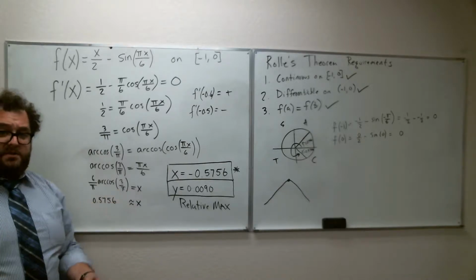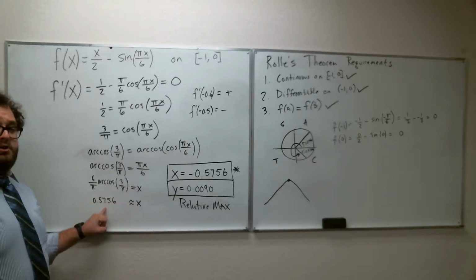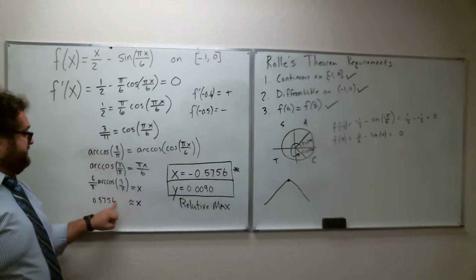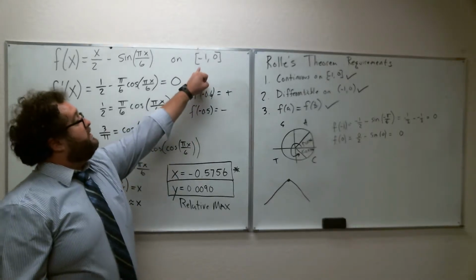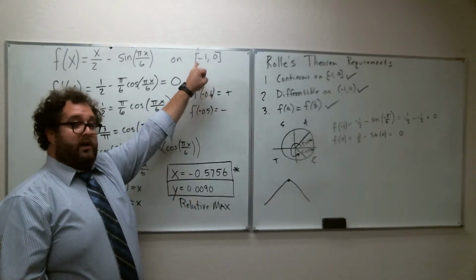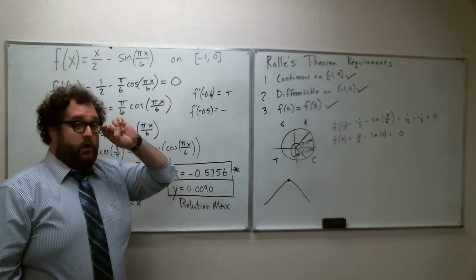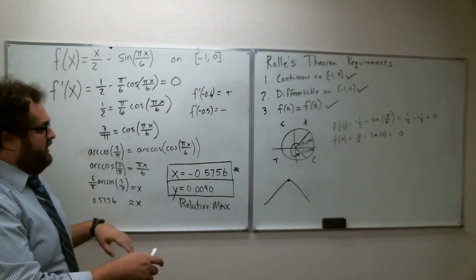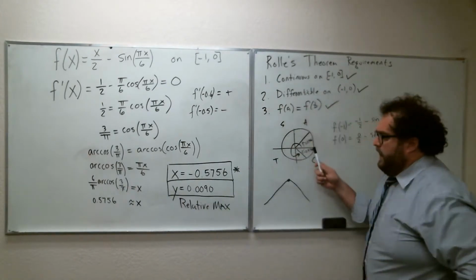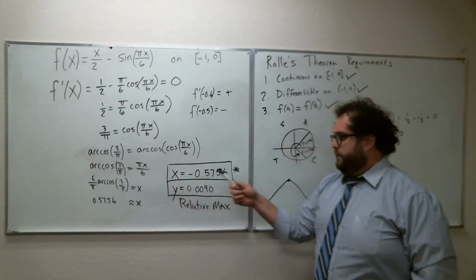If you simply type that into your calculator, you get this answer approximately. But the problem with just that answer is that it's not in the correct domain. We're looking for a critical value in -1 to 0. So if you think about it, I drew a little picture here. This is an angle in the first quadrant.